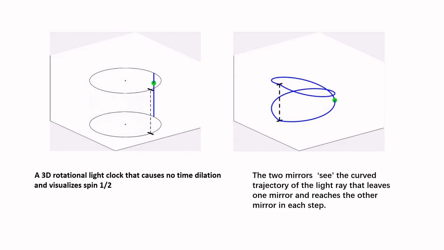In the video on the left side, it shows the light clock we just talked about. It is a three-dimensional rotational light clock that causes no time dilation and visualized spin half. And in the video on the right side, it shows what shape of the light trajectory is seen by the two mirrors. Here, we show that the two mirrors see the curved trajectory of the light ray that leaves one mirror and reaches the other mirror in each step. So we can see here that the trajectory is curved, so light bending is observed by the two mirrors.